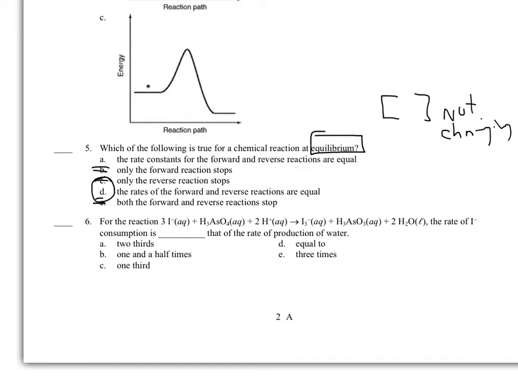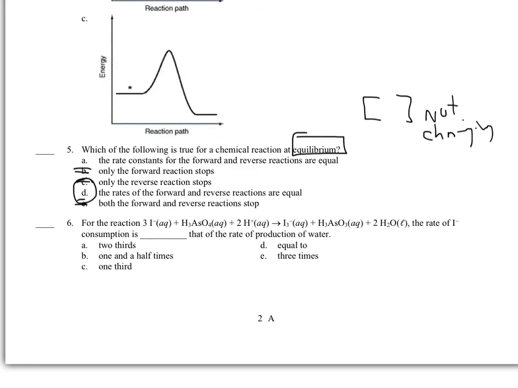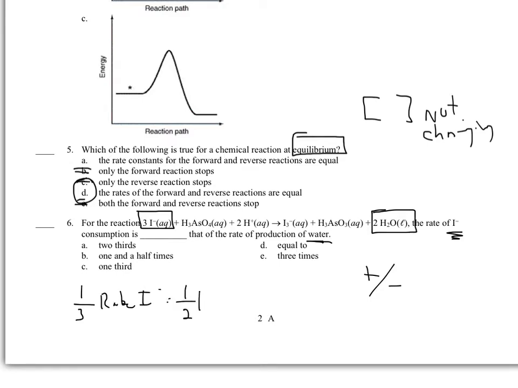Question number 6, for the reaction given here, it's asking to compare the rate of iodine consumption to the rate of water production. Obviously there's going to be a difference in sign here because one is being consumed and one is being produced. However, what we need to compare is the iodide and the water. To make those rates equal, 1/3 the rate of I minus has to equal 1/2 the rate of water. And so that's the case.